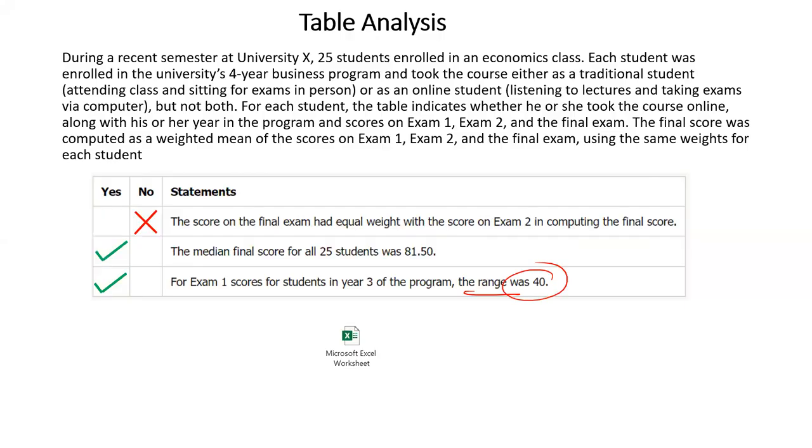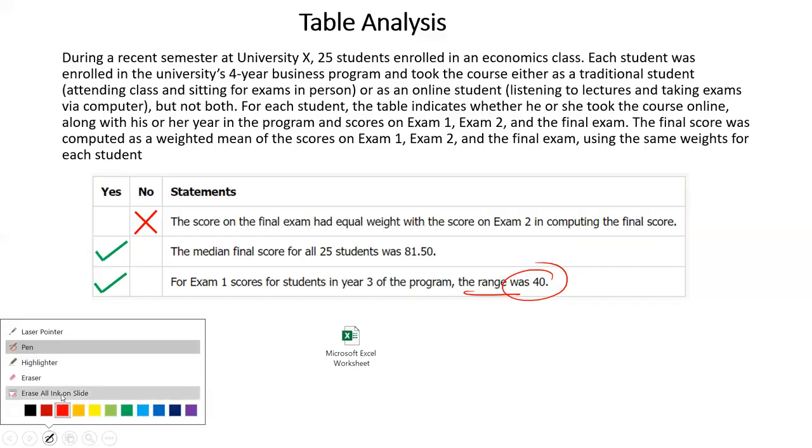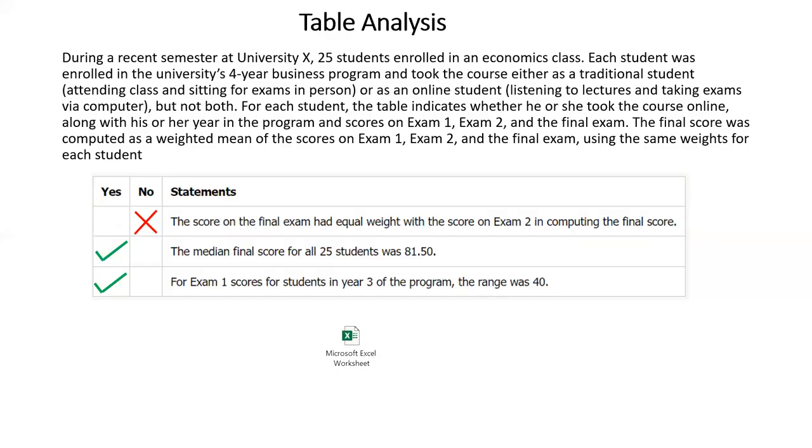Are we clear, guys? All right. This is quite a tricky, heavy duty question, I would say, with respect to the weighted means.